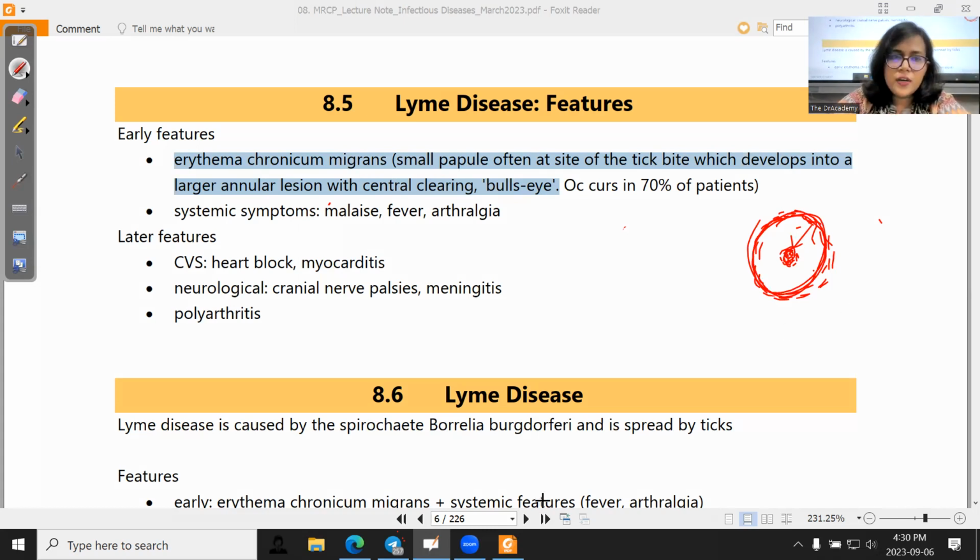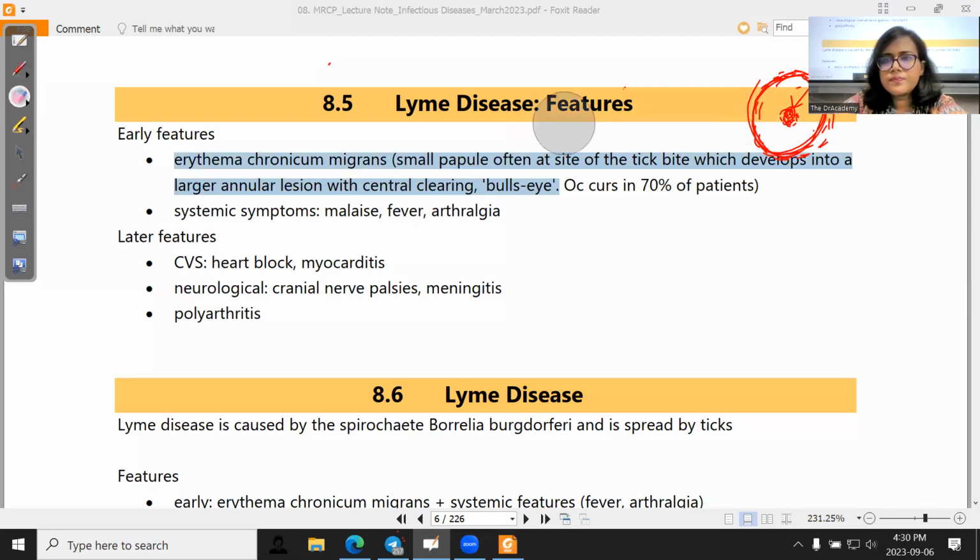And late features are it can involve the heart, causing conduction block, arrhythmia, and it can cause some neurological complications as well, like cranial nerve palsy. This is a common cause of bilateral 7th cranial nerve palsy.